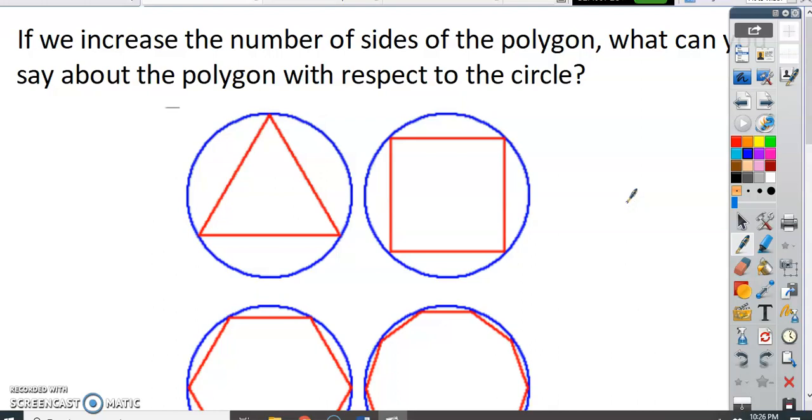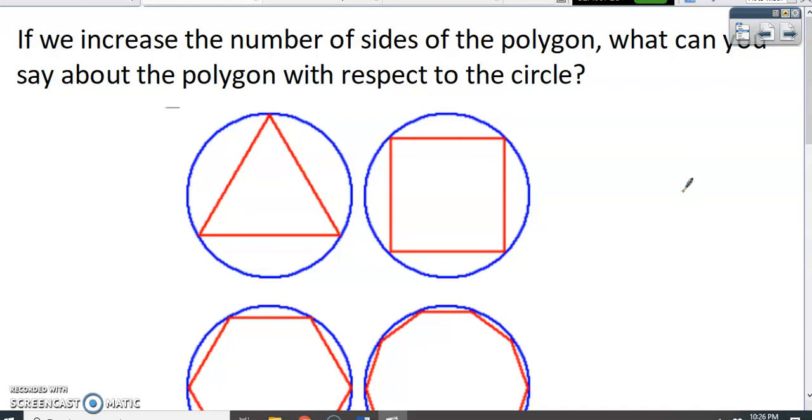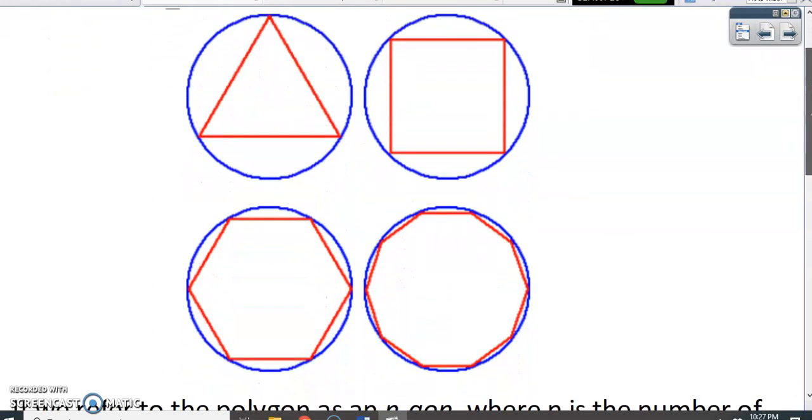All right, so to help you get the big idea of limits, here is an example. So this says, if we increase the number of sides of a polygon, what can you say about the polygon with respect to the circle? So you can see we have a triangle, a square, we have a hexagon, we have a decagon. As you increase the sides of the polygon, what's happening? Well, this space is getting less and less, right? So as we get more and more sides, we could say it gets closer and closer and closer to being a circle.